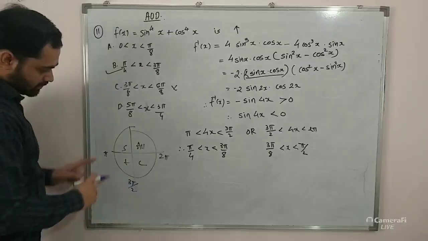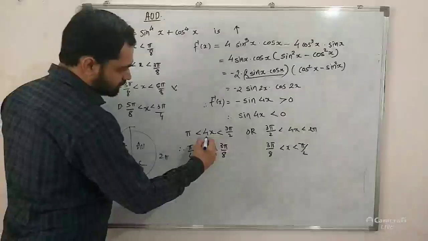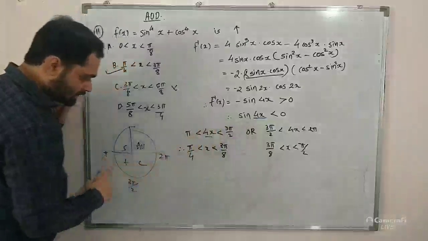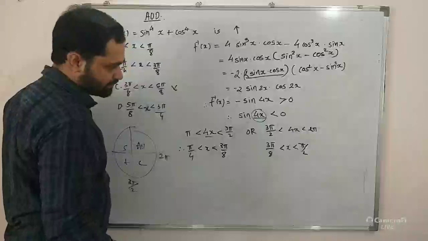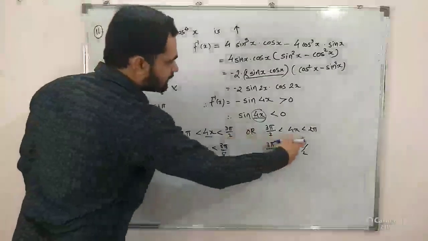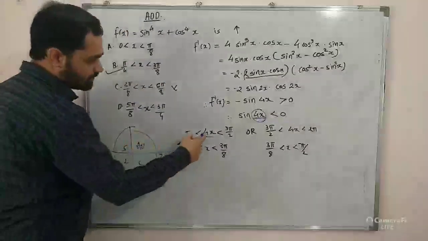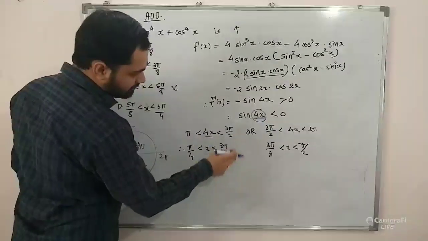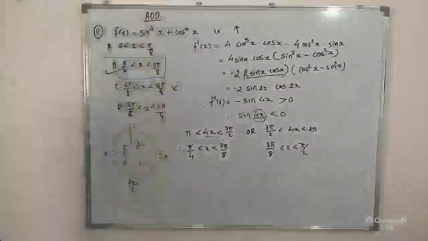Now look, if I take the third quadrant here, pi to 3 pi by 2, then the angle here is the whole 4x. We have to compare 4x with pi to 3 pi by 2, not x. We have to compare 4x, right? So I have compared 4x with pi to 3 pi by 2, and you can say in the fourth quadrant it means 3 pi by 2 to 2 pi. But in the options there is x, so we have to divide by 4, so pi/4 less than x less than 3 pi/8, so our correct option is B.